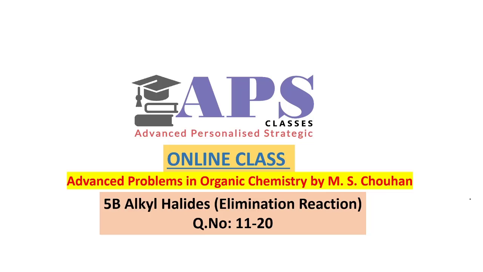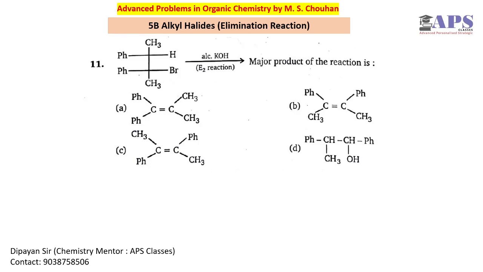Welcome students. In this video we are going to discuss question number 11 to 20 of the chapter 5b alkyl halides elimination reaction of advanced problem in organic chemistry by MSO1 book. Question number 11, we have alcoholic KOH and we have to perform the E2 reaction, and the molecule is given in a proper Fischer projection, so we have to maintain the stereochemistry also.